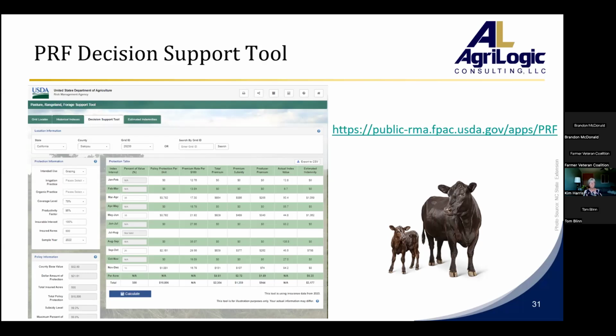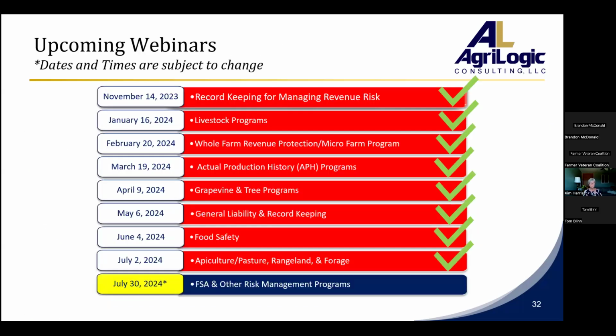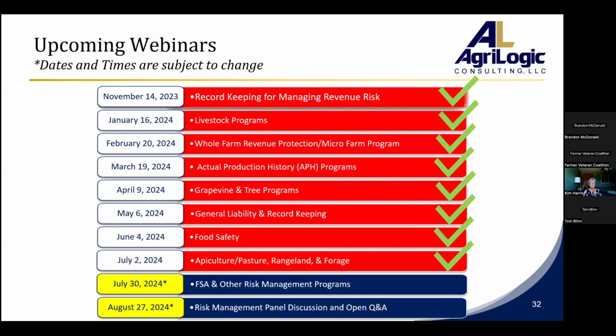And so for our webinars for this series, we've completed quite a few of them. We have 2 more, one at the end of July, which is talking about the Farm Service Agency and other risk management programs besides crop insurance. It's got a lot of good references, especially to help beginning farmers and ranchers. And then at the end of this series will be a risk management panel discussion and open Q&A, in the end of August.